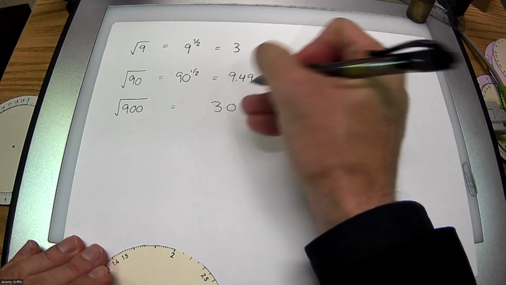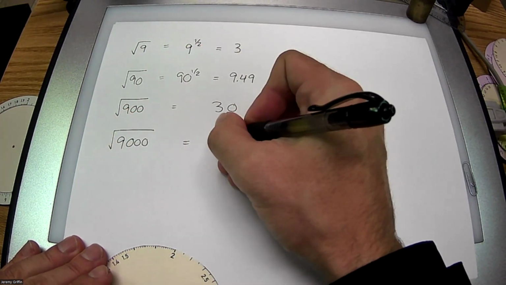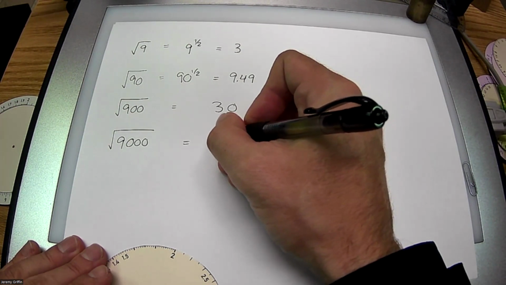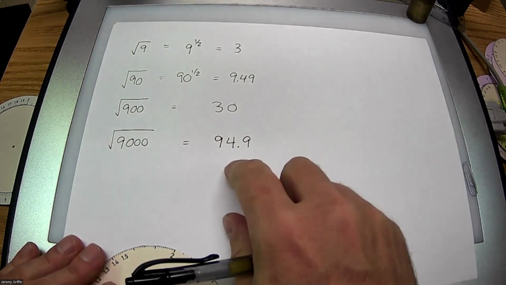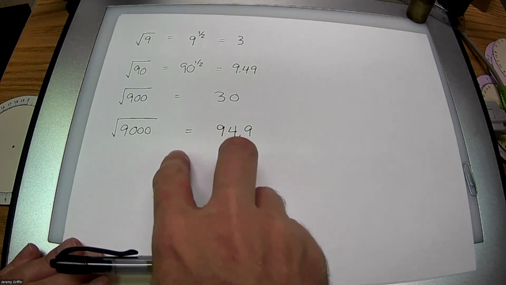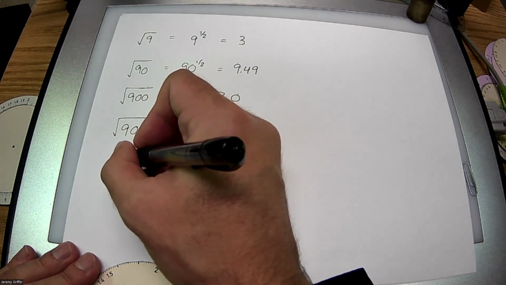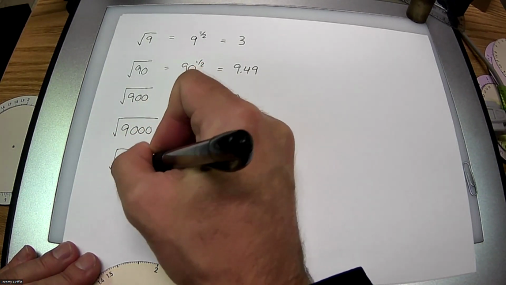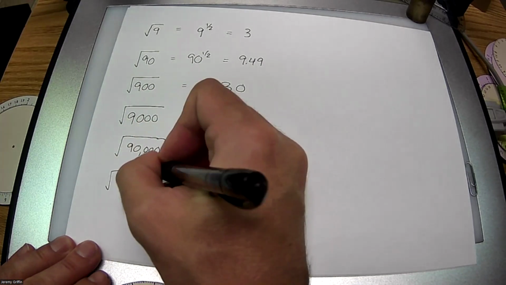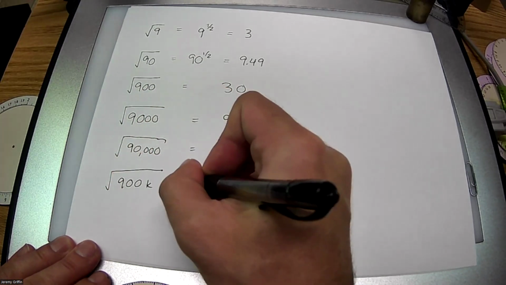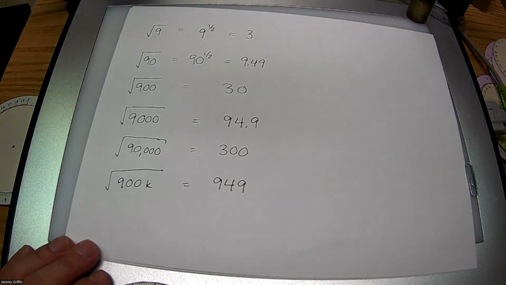30. Right? How about what's the square root of 9,000? 94.9, I bet. Right? I know 100 times 100 is 10,000. It's a little bit less than that. I want you guys to see a pattern here. Who's going to figure out this pattern? What's the square root of 90,000? 300. What's the square root of 900,000? 949. I bet it is. Right. So do you guys see a pattern?